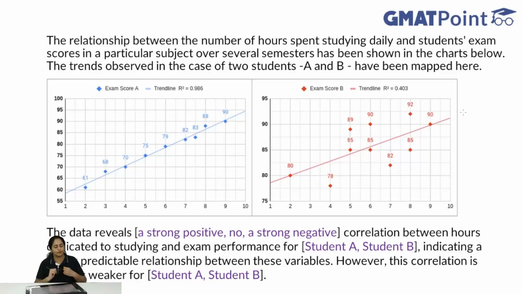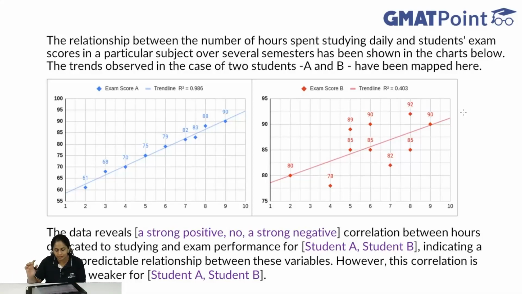So consider the following: a relationship between the number of hours spent studying daily and the students' exam scores in a particular subject over several semesters has been shown in the charts below. The trends observed in the case of two students A and B have been mapped here. The data reveals a strong positive, no, or strong negative correlation between hours dedicated to studying and exam performance for student A or B, indicating a highly predictable relationship between these variables. However, this correlation is notably weaker for some student.